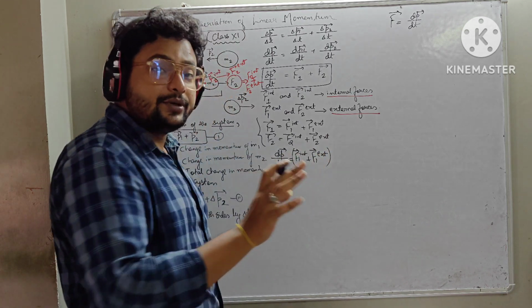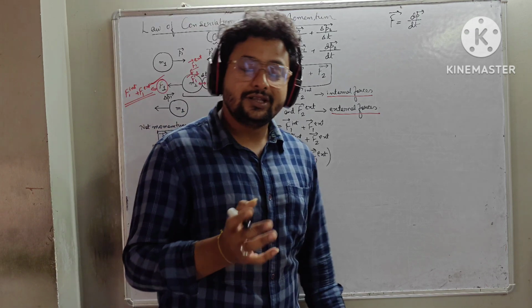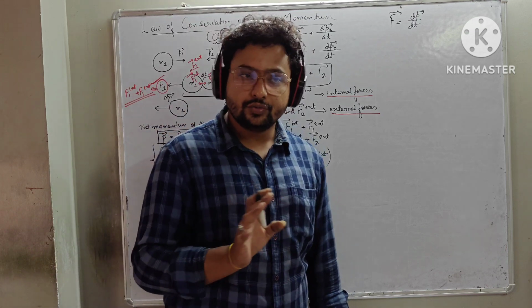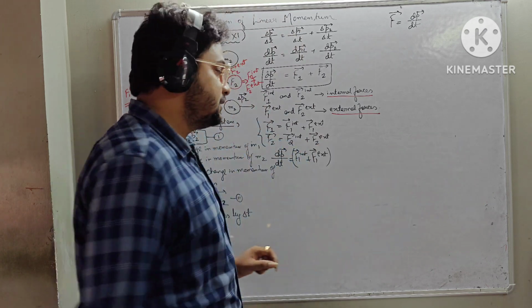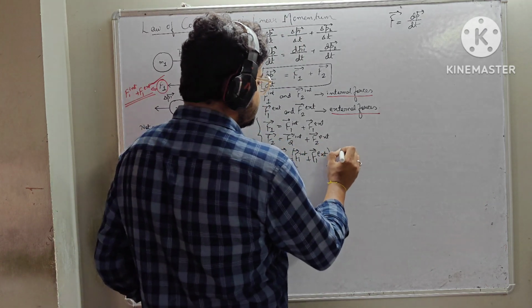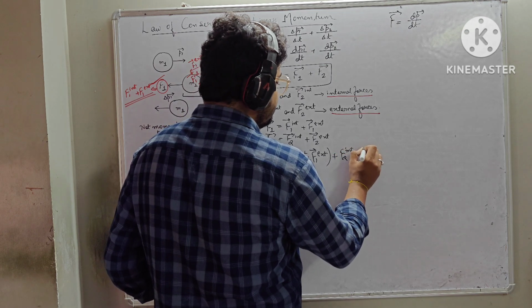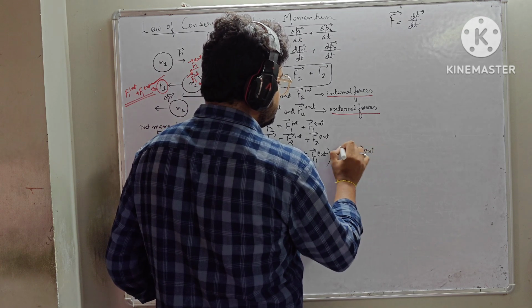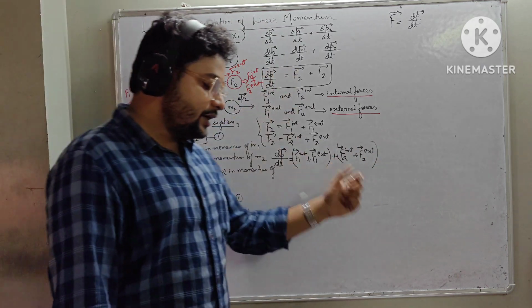Now see, everywhere I am using vector sign. If you want to use only the magnitude, that one also you can use, no problem. But if you are using vector sign, everywhere uniformly you have to use the vector sign. Plus F2 internal plus F2 external. Okay, so that is F1 and F2.